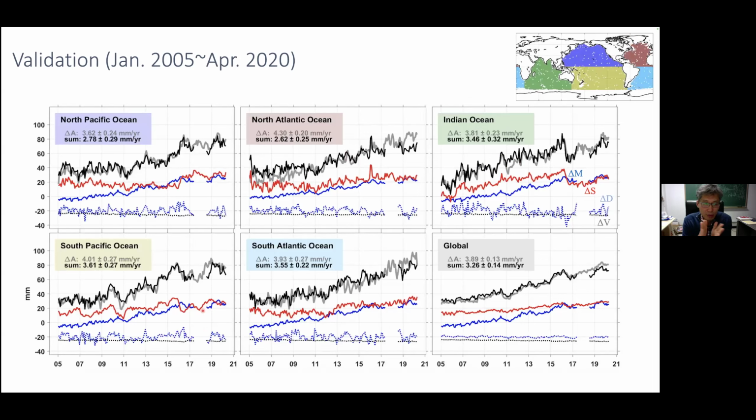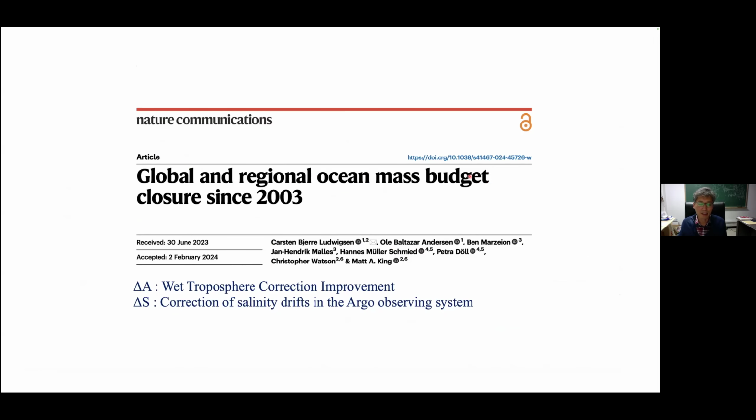Okay, now let's expand our data up to the GRACE Follow-On period. So again, this is the global ocean and 5 different ocean basins. But unfortunately, we have quite large differences between observation and estimation during the GRACE Follow-On period for the global ocean, North Atlantic Ocean, South Atlantic Ocean, and other basins too. But fortunately, early this year, this paper provided refined altimetry data and steric data. So by using this refined data, we can compare estimation and observation again.